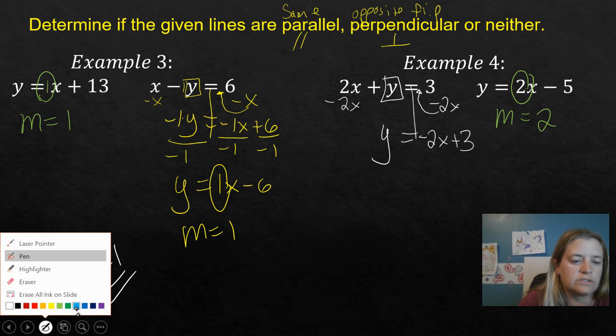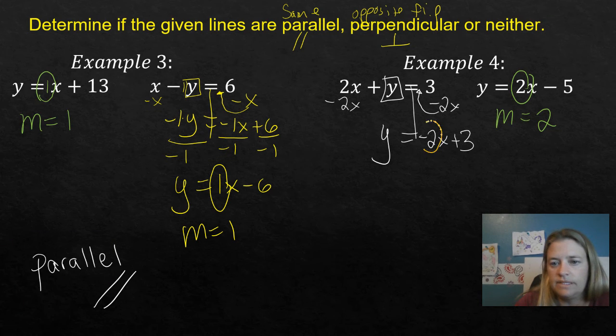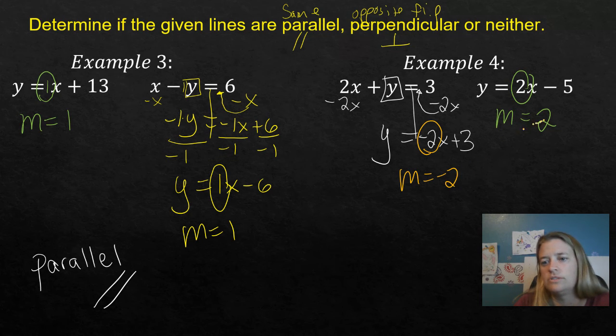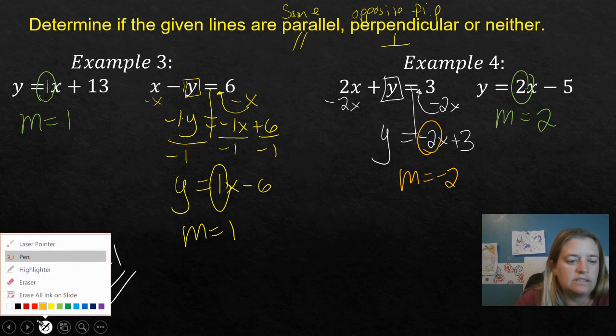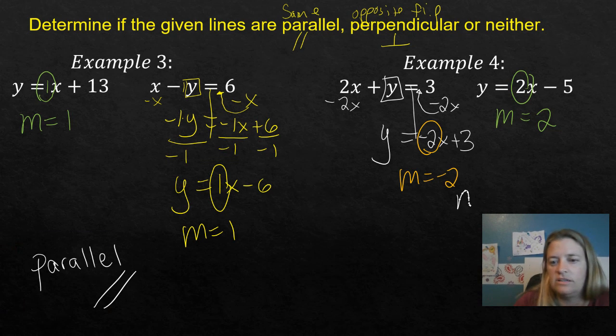And we're going to look at our slope. The slope of that line is going to be negative 2. And so are those numbers the same? Negative 2 and 2? No, they're not the same. And they're not opposite flips. So we're going to go ahead and say these are neither.